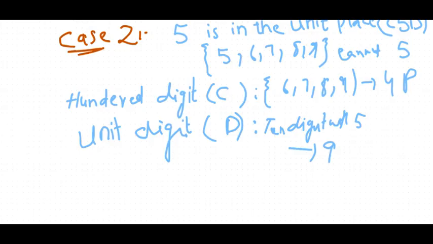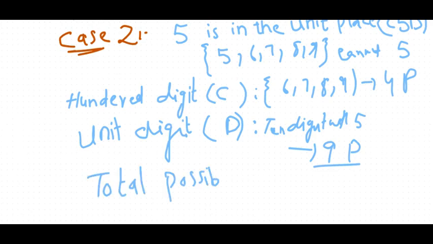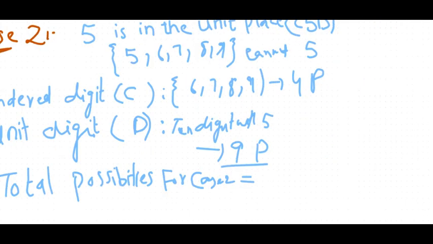Okay, so the total possibilities for case 2 becomes 4 multiplied by 1 multiplied by 9, and we get 36 numbers.